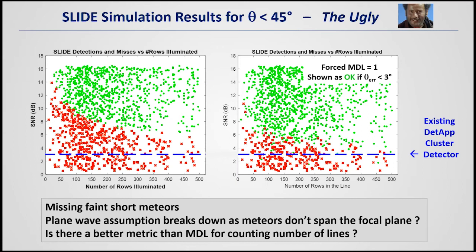However, we also took a look to see if the detection threshold that we're using, which is the minimum description length threshold, was somehow eliminating some of our cases. And this turned out to be true. If we always forced the minimum description length to equal 1, then we started picking up more meteors at a lower SNR. However, it's still not reaching the performance of the current DEDAP cluster detector. What we believe is happening is the plane wave assumption is breaking down as meteors just don't span the entire focal plane.